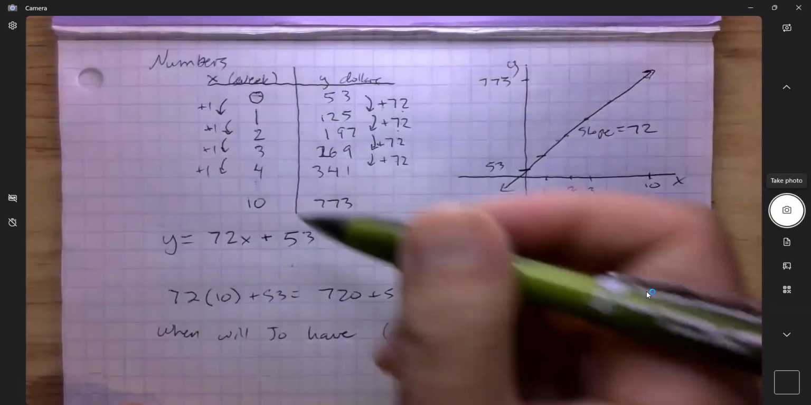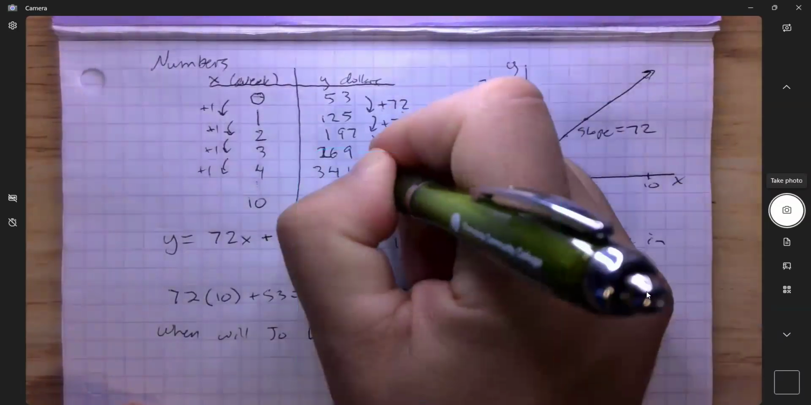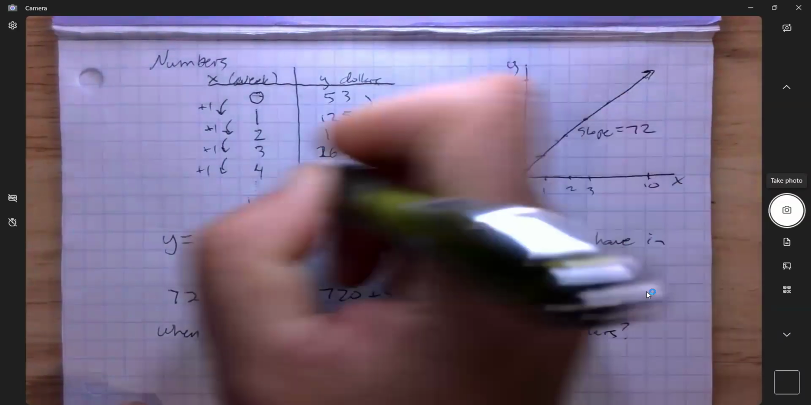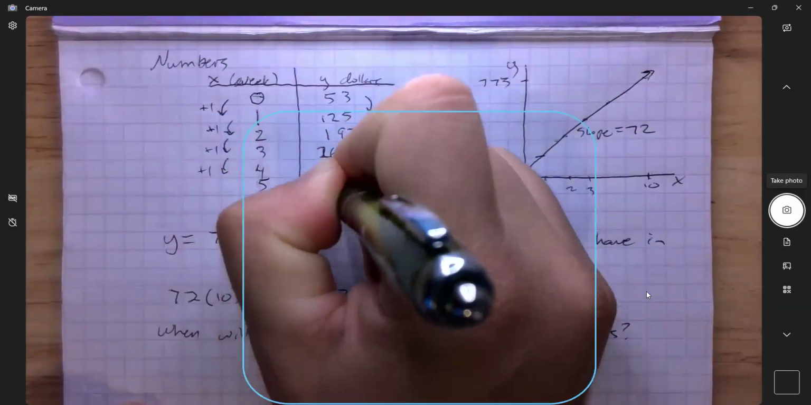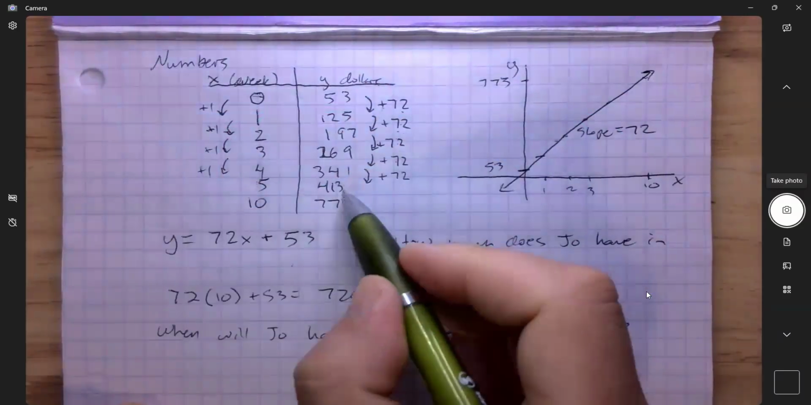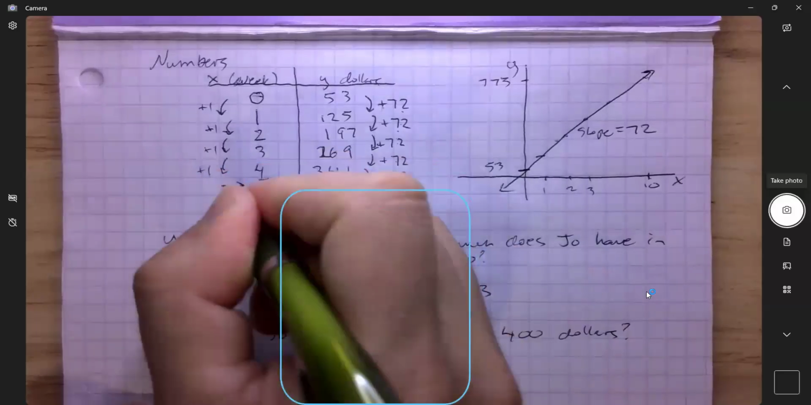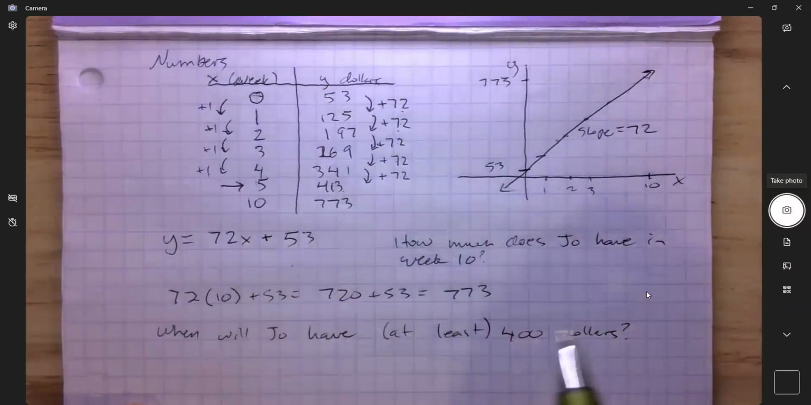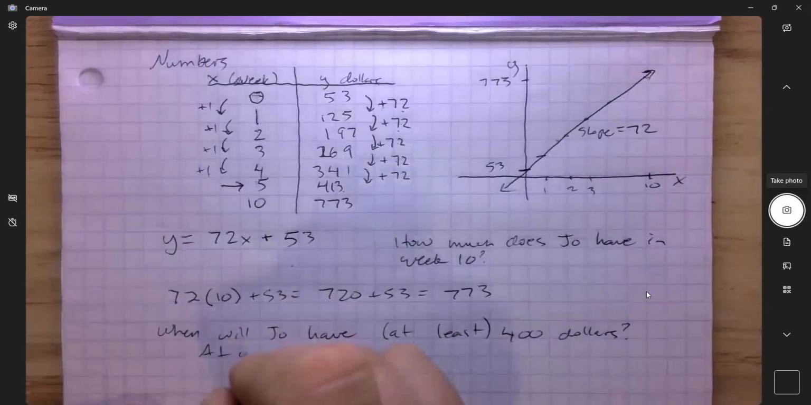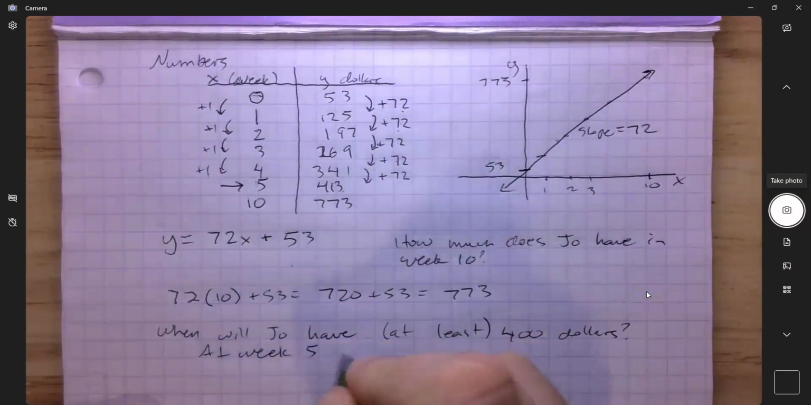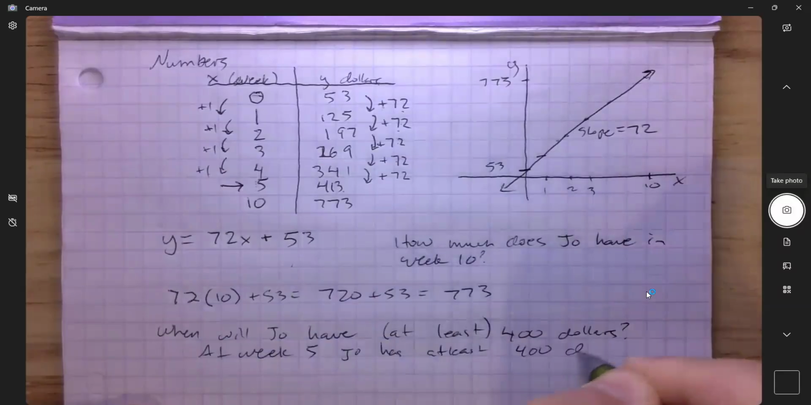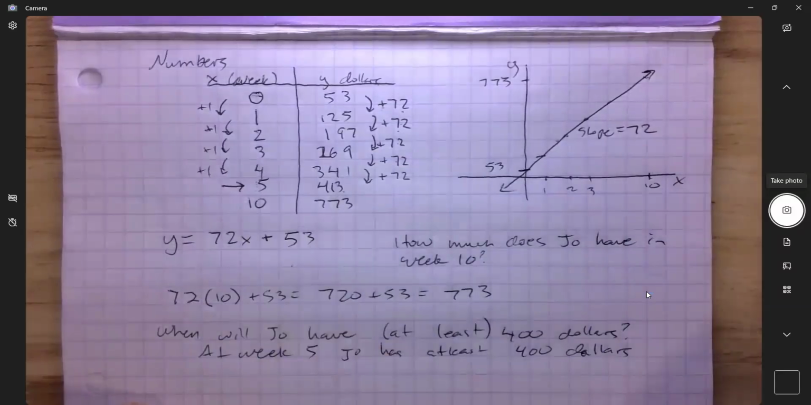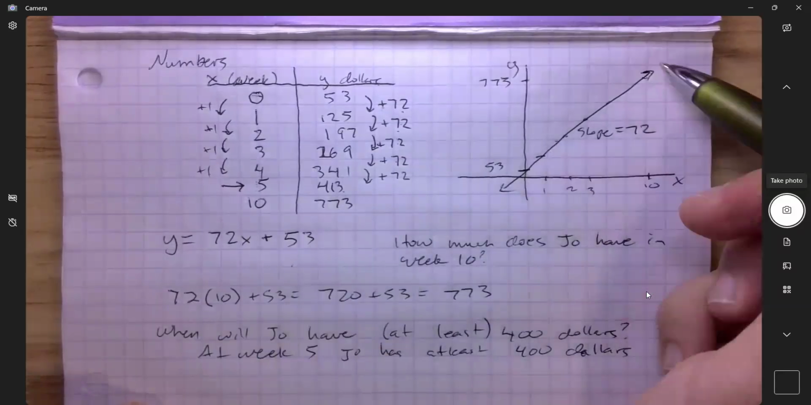If we use our table, we're just going to keep adding until we get to the 400 at least, and there we are. When the week number is 5, Joe has 413, so at week 5, Joe has at least $400. In fact, Joe has exactly $413.